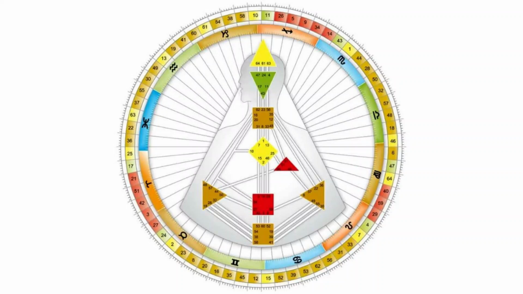Gate 33, Retreat, Privacy. Location, Throat Center. Channel 13-33, the channel of the Prodigal. Circuit, the collective sensing circuit, abstract process. Theme, the gate of reflection, the capacity to withdraw and distill wisdom from experience. Not-self distortion, avoidance, secrecy, emotional shutdown, shame-based retreat, living in the past.